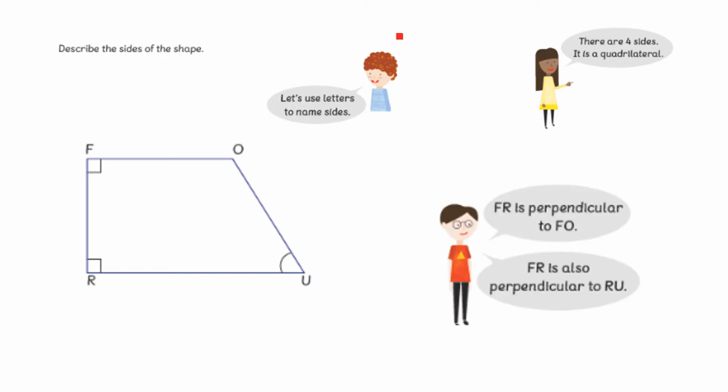Let's start by describing the perpendicular lines. My friend says that line FR is perpendicular to line FO. He is correct because they meet to make a right angle. Are there any other perpendicular lines? Well done. Line FR is perpendicular to line RU.